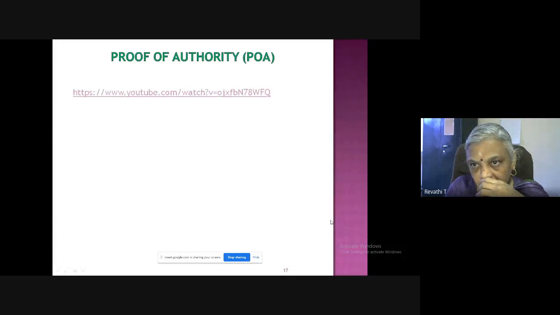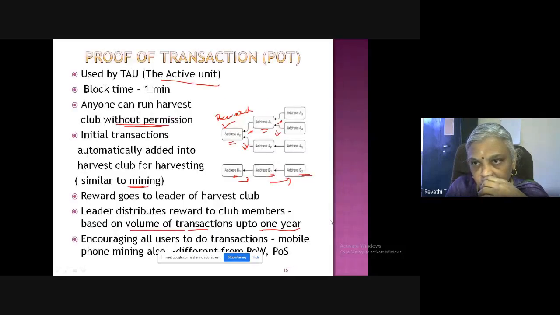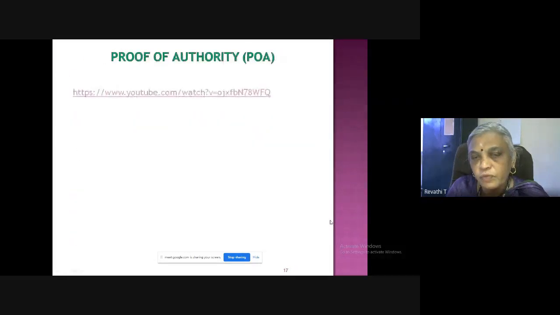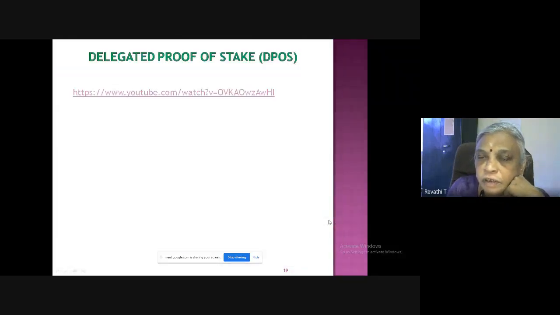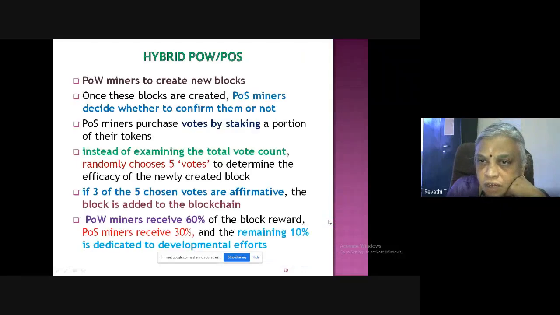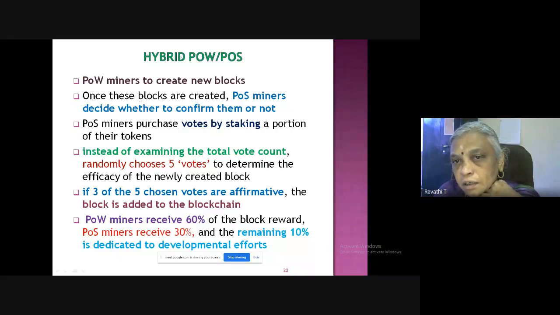So we have seen proof of transaction, proof of elapsed time, proof of authority, and proof of reputation, and delegated proof of stake. Right. So the last one, we are already seeing in that video, hybrid POW and POS, the proof of work and proof of stake.